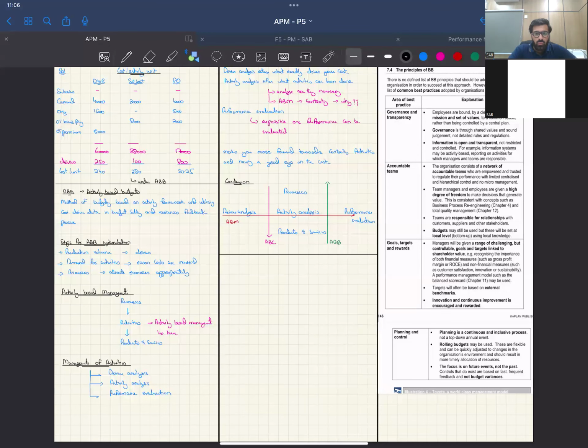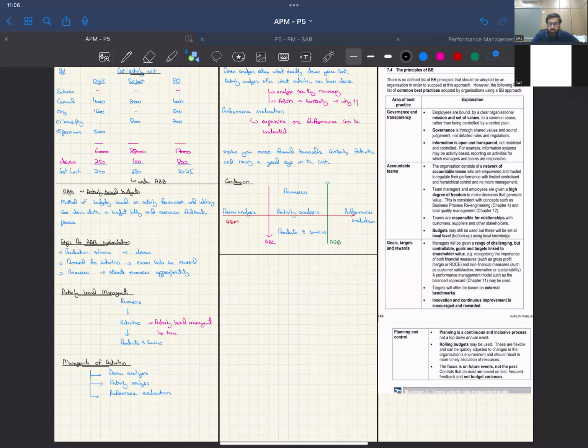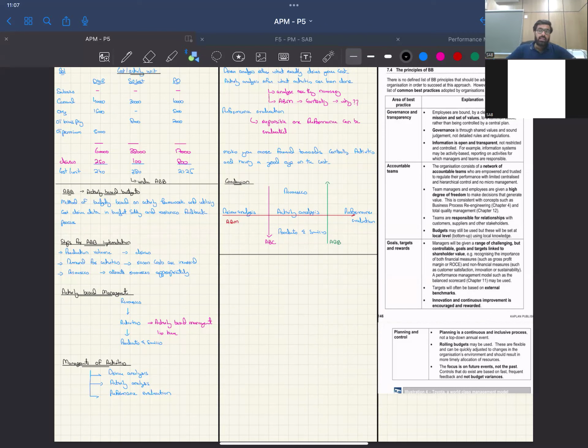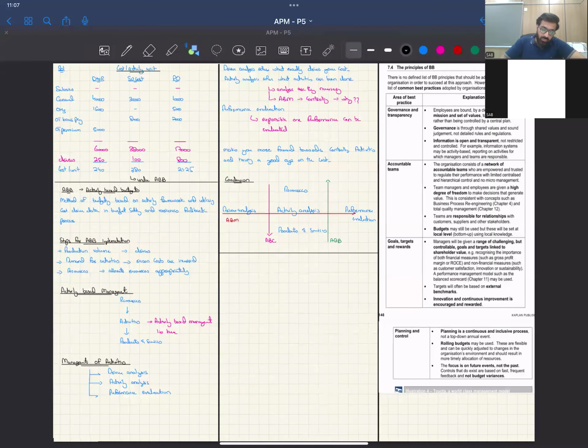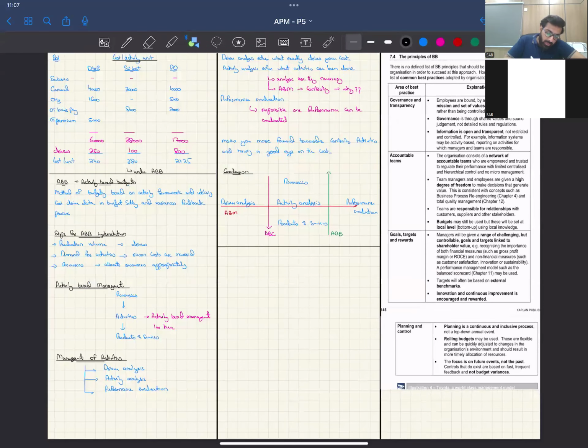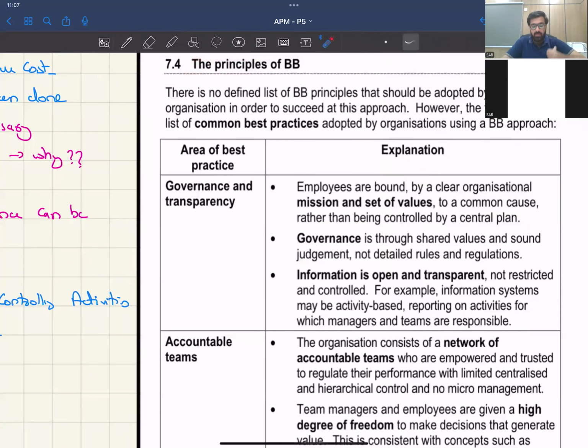Hi everyone, hopefully you guys are doing well. Welcome to another session of Advanced Performance Management as well as Performance Management, right? This session is important for both of the exams because we are now going to cover the principles of BB.